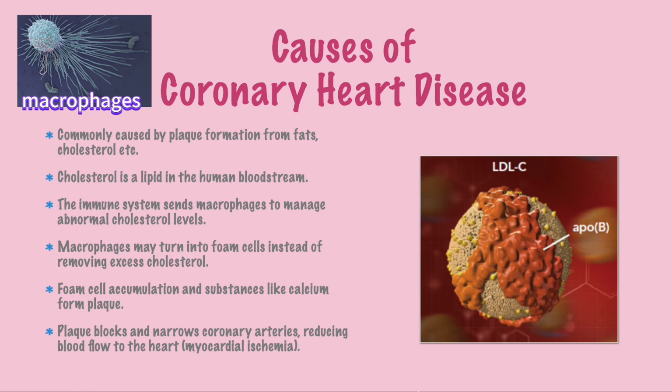However, sometimes, instead of solving the problem and removing the overloaded cholesterol, the white blood cell may transform into a foam cell. Over time, the accumulation of these foam cells and other substances like calcium that appear in our blood may turn into something called plaque, which may block and narrow the coronary artery supplying the oxygen and nutrition to the heart, leading to reduced blood flow to the heart and a condition called myocardial ischemia.